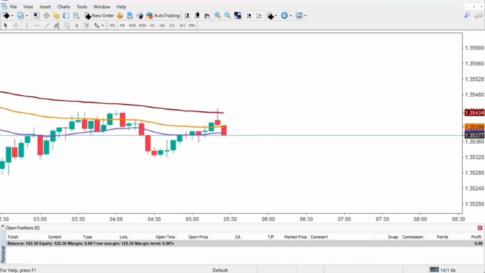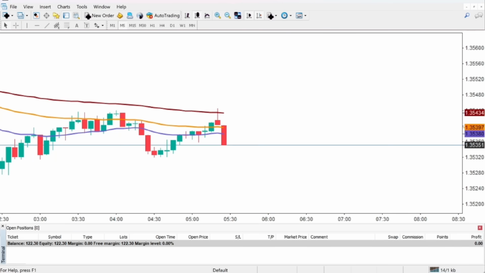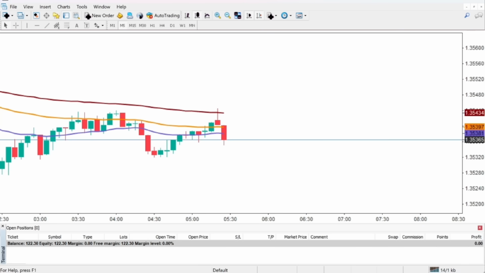But hey, that's trading. This EMA pullback strategy did give us some clean winners, but it also reminded me, even the best setups can and will fail. That's just the nature of the game. The key is managing your risk so you can stay in the fight long enough to catch the winners.